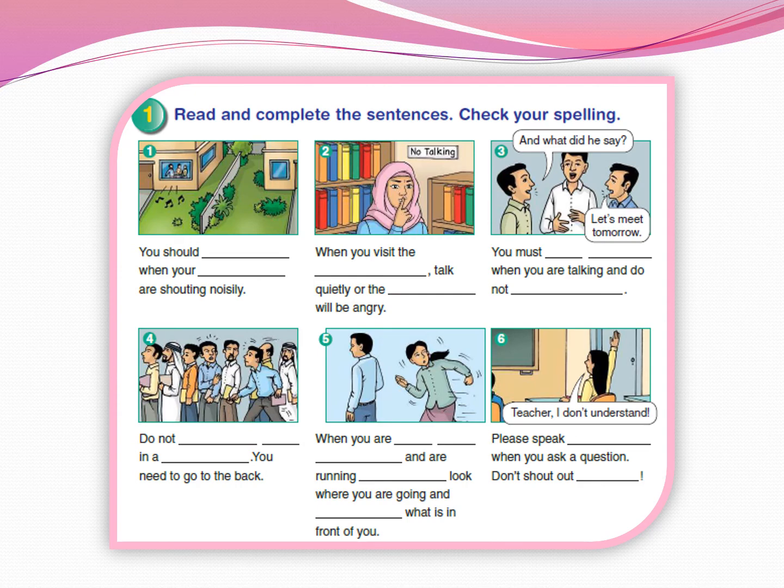Read and complete the sentences. Check your spelling. We have here 6 sentences and we want to fill the gaps correctly with vocabulary from unit 17. So, number 1, look at the picture and try to guess. You should complain when your neighbors are shouting noisily.